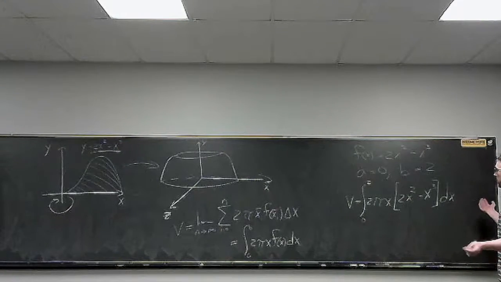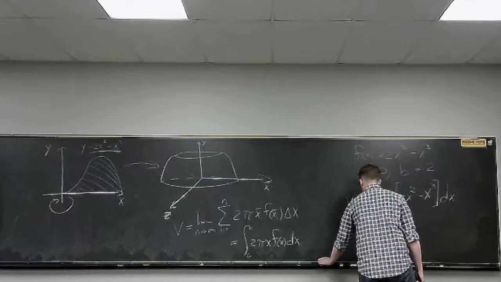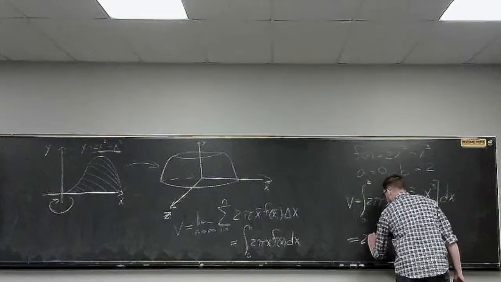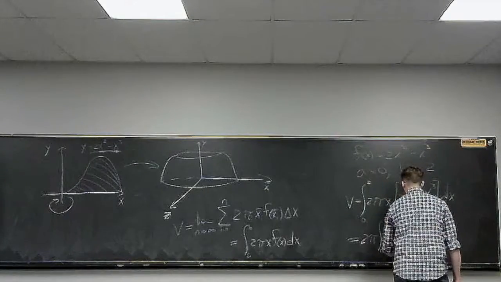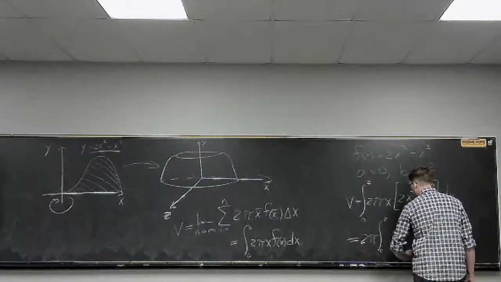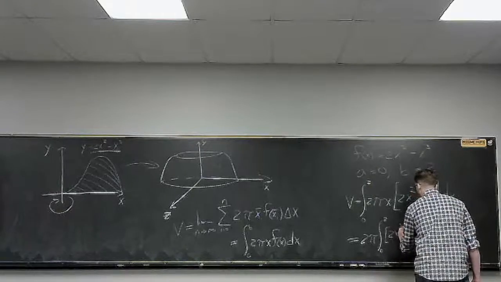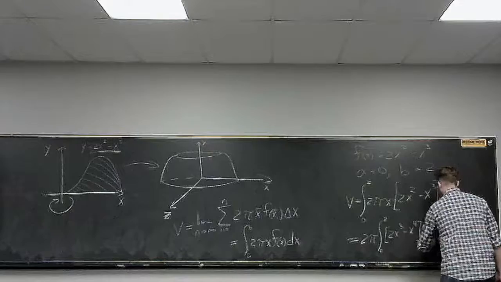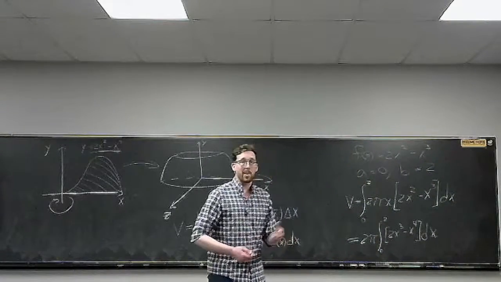Now from here, we can massage the algebra and do the rest of the work. So we can pull out that 2 pi. We have the integral from 0 to 2, and we can distribute this x all the way through to get 2x cubed minus x to the 4th, integrated with respect to x. And now from here, it's just about evaluating that integral.